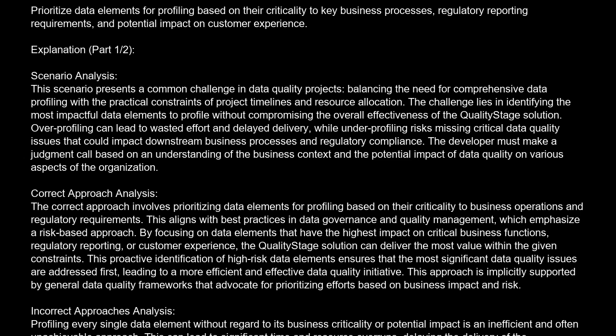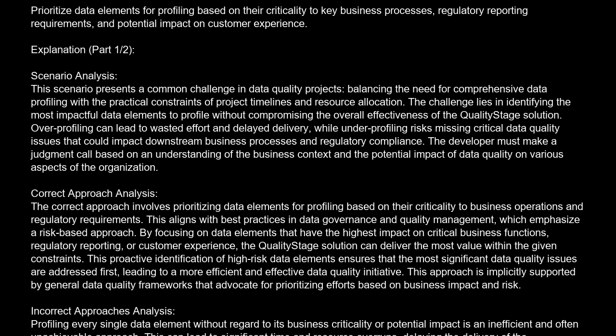Correct approach analysis. The correct approach involves prioritizing data elements for profiling based on their criticality to business operations and regulatory requirements. This aligns with best practices in data governance and quality management, which emphasize a risk-based approach. By focusing on data elements that have the highest impact on critical business functions, regulatory reporting, or customer experience, the QualityStage solution can deliver the most value within the given constraints. This proactive identification of high-risk data elements ensures that the most significant data quality issues are addressed first, leading to a more efficient and effective data quality initiative.